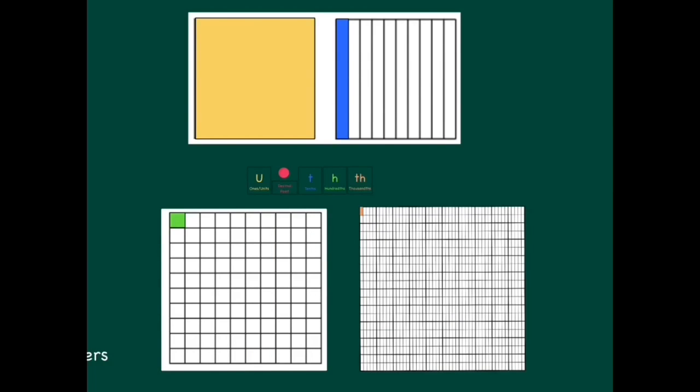So all you really need to remember, folks, is that the tenths, hundredths and thousandths are just one unit, one whole one, split into the number of parts in the heading. For the tenths, I've split my unit into 10 equal pieces. Hundredths, I split that 1 unit into 100 equal pieces. And thousandths, I've split that 1 unit into 1,000 equal pieces. Let's have a look now and see how we write these numbers.